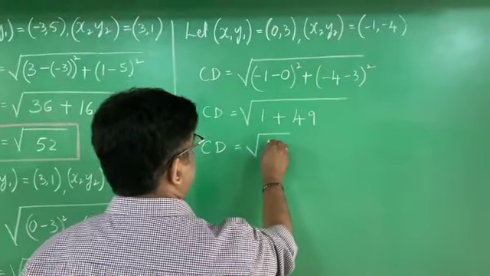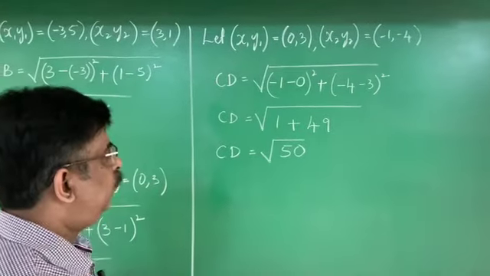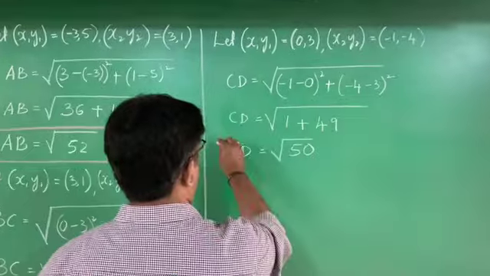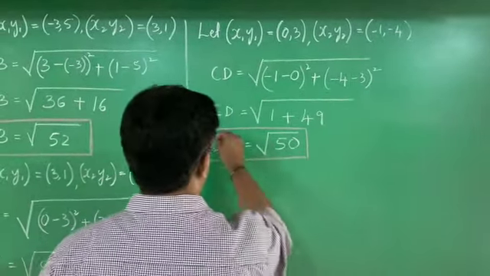Here also I can reduce. I can write this as 25 into 2, 5 root 2. I don't do that. It is not required. If it is required, you can do it. CD is equal to root 50.